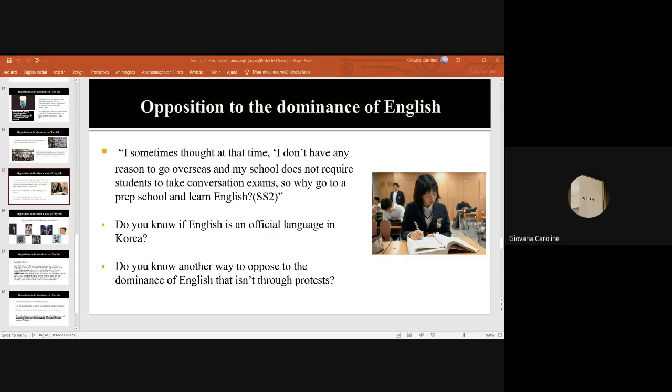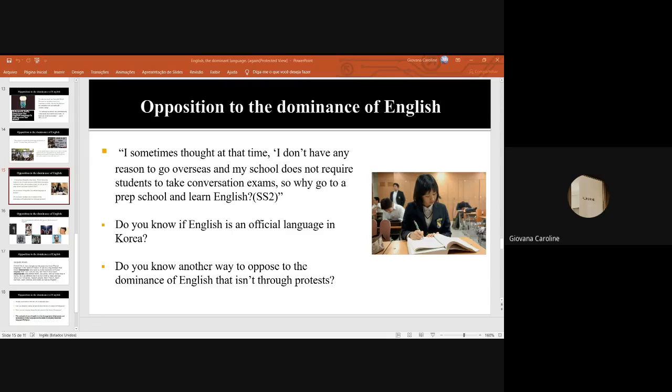Some of the students gave advice to the teachers. They were saying how the class could work better. And most of them were doubting the situation. One of them even said, I sometimes thought at that time, I don't have any reason to go overseas, and my school does not require students to take a conversation exam. So why go to a prep school and learn English?